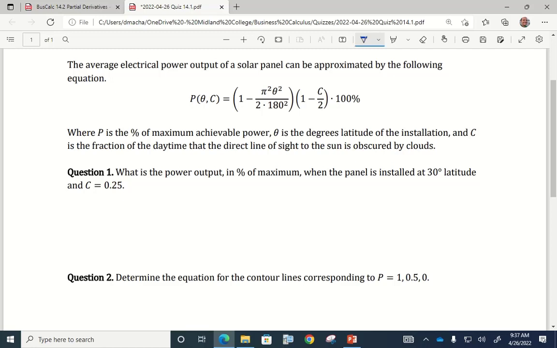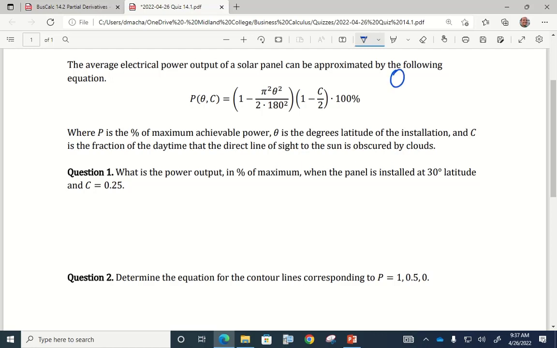It says the average electrical power of a solar panel can be approximated with an equation, and P is going to be the percent of the maximum power that you might achieve with that solar panel if it had 100% sunlight. Theta is the degrees latitude, and so if theta is 0, you're talking about the equator where you get the most direct sunlight, and if theta is 90 degrees or pi halves, then that would correspond to the pole, either the North Pole or the South Pole.